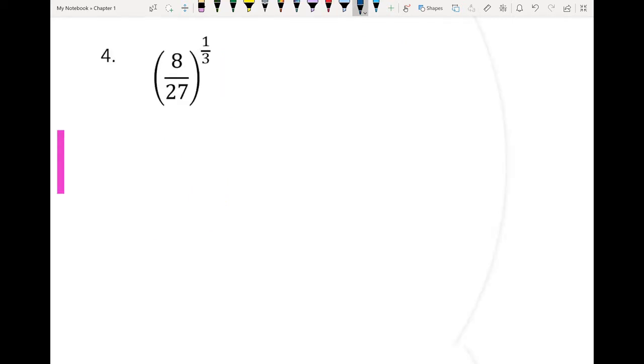For question number 4, we are going to evaluate 8 over 27, everything to the power of 1 over 3. It is in the form of a over b, everything power m. So this will give me a power m over b power m. So now I can write this as 8 power 1 over 3 divided by 27 power 1 over 3.